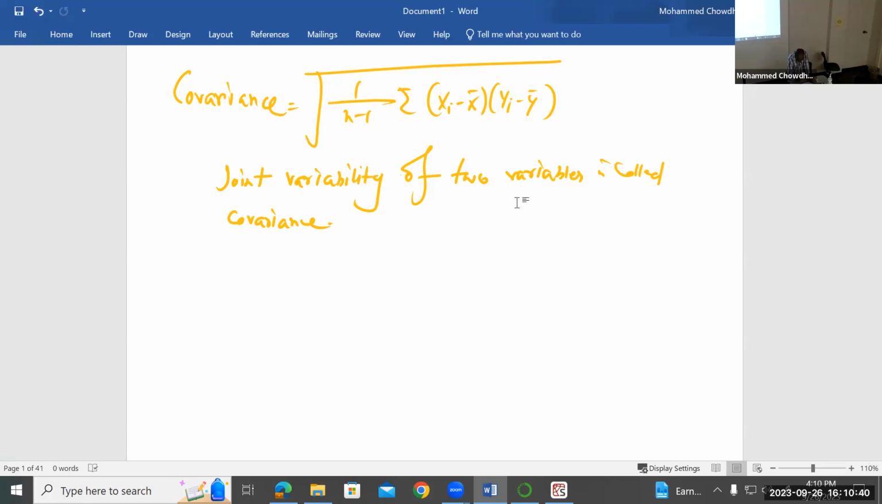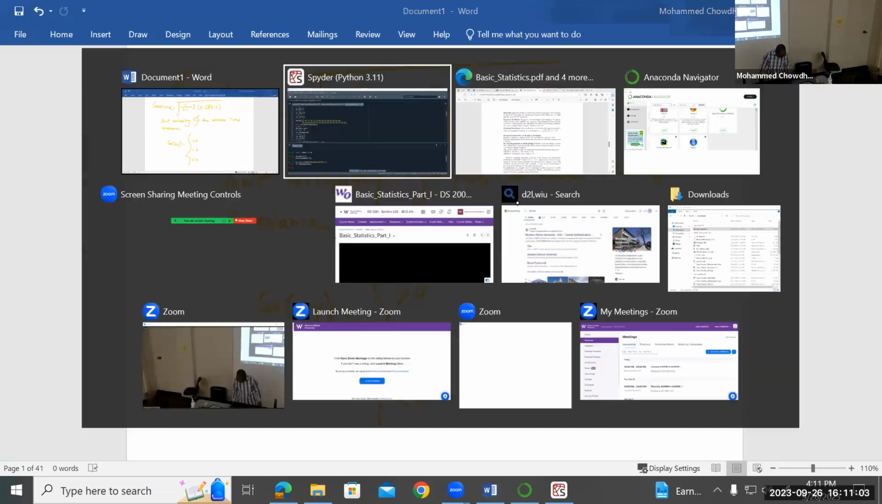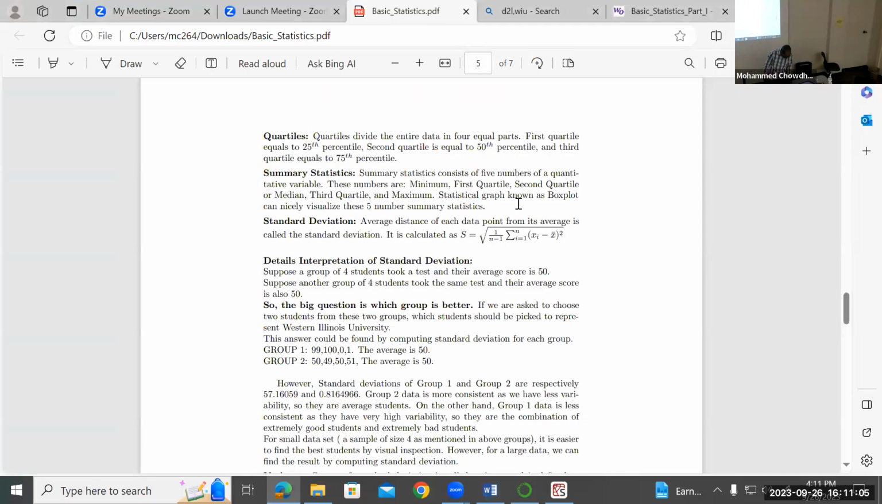The covariance formula is written as covariance of x comma y, and it has three types of value: greater than 0, equal to 0, less than 0. These three values you can obtain from covariance. Let me check the values of the covariance.